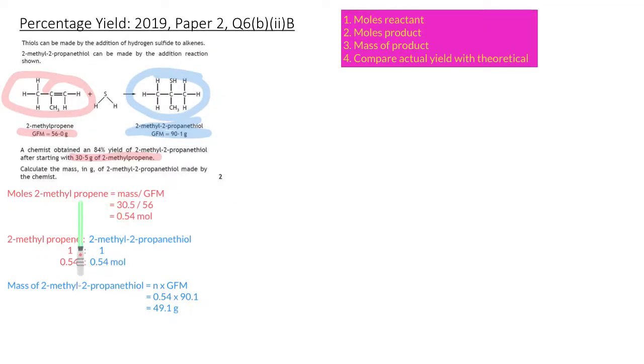So working through those steps, we get the moles of 2-methylpropane as 0.54, our mole ratio is 1-to-1, which allows us to calculate the mass of 2-methyl-2-propanethiol as being 49.1 grams. Again, if your working is all correct and you've a slightly different answer, it might just be you've rounded, whereas I've not on my calculator.